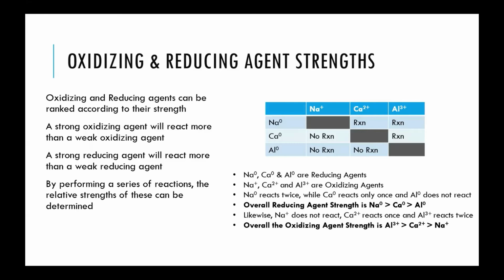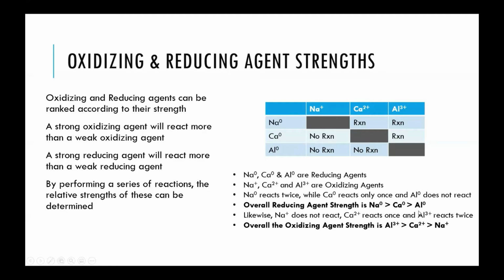How reactive are they? In this example, there's sodium, calcium, and aluminum, and these are all reducing agents. The sodium undergoes 2 reactions, the calcium undergoes 1 reaction, and the aluminum does not react with anything. So the overall ranking of the strength of these reducing agents is that the sodium is stronger than the calcium, and that is stronger than the aluminum.